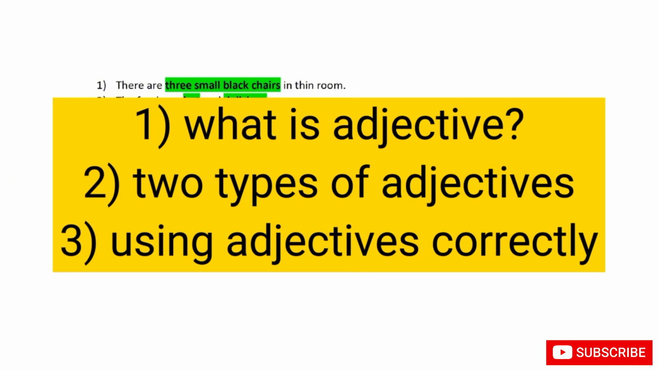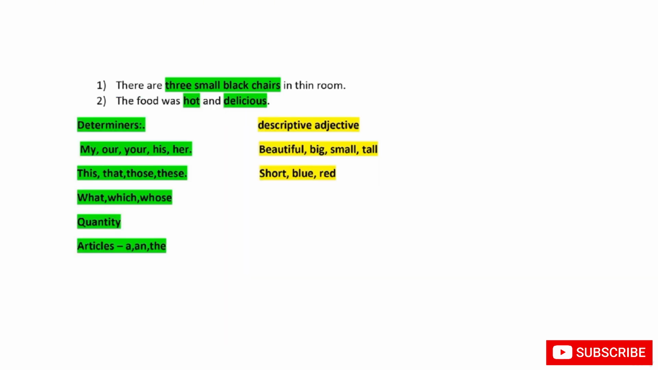Okay, so first of all, what is an adjective? Well, that's easy. An adjective is a word that gives information about a noun or pronoun. In grammar, we say that an adjective modifies a noun or pronoun. Modify here means to change the noun or pronoun by giving more information about it.